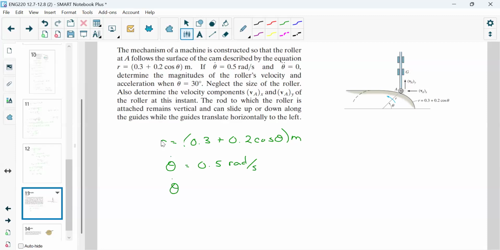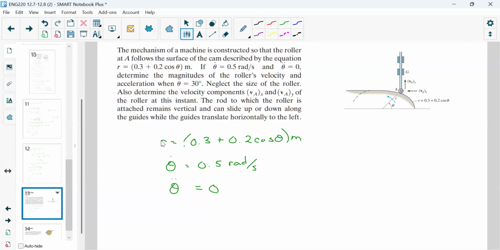Theta double dot is 0. So my angular velocity is 0.5. My angular acceleration is 0. We want to determine the magnitude of the roller's velocity and acceleration when theta equals 30. Oh, and then we're going to determine its x and y coordinates.